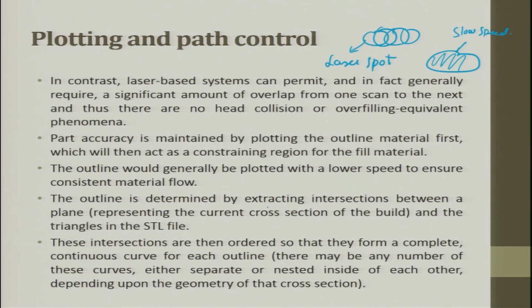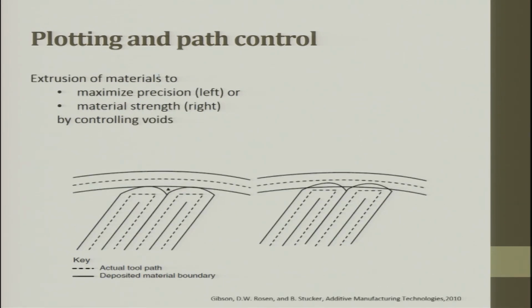The outline is determined by extracting intersections between the plane and the triangles in the STL file. These intersections are then ordered so that they can form a complete continuous curve for each outline. There may be any number of these curves, either separate or nested inside of each other, depending upon the geometry of that cross section. So, filling, we are talking more about this filling which is happening inside. So, the extrusion of material to maximize precision on the left and maximize strength on the right. So, this is the outer boundary.